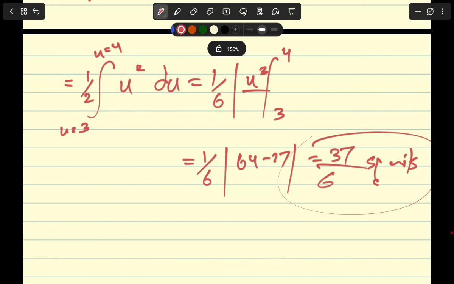However, once you change the limits to u values, values for a new variable, the entire working must remain in that variable, that is u. And the second point was that you do not substitute x limits into an expression which involves the other variable, a substituted variable, that was u. That is one of the most common errors in definite substitution.